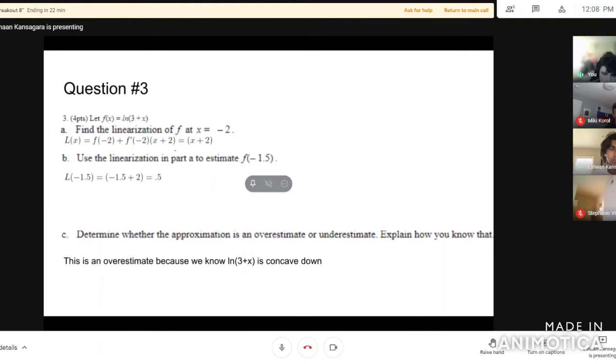So then you have to determine if it's an over or underestimate. We know that it's an overestimate because ln of 3 plus x is going to be concave down, from finding the third derivative.